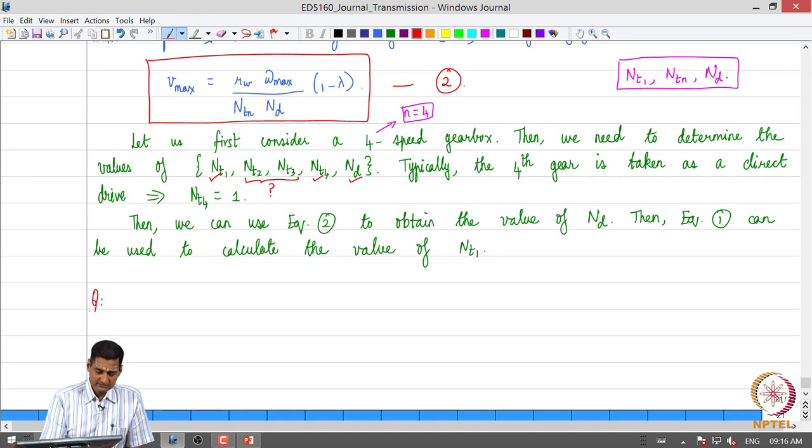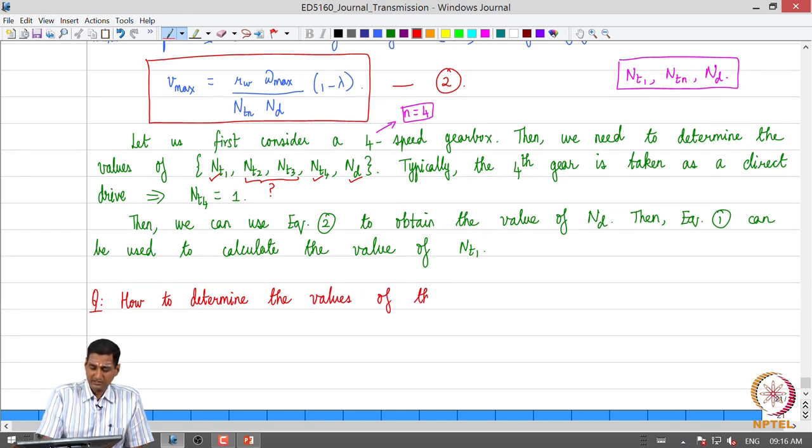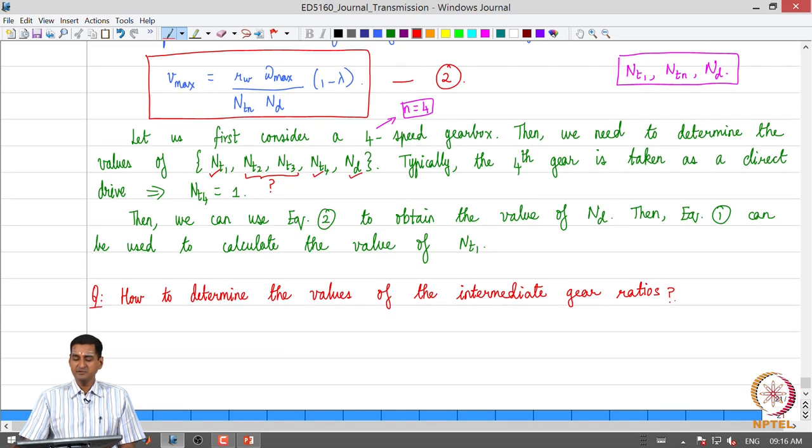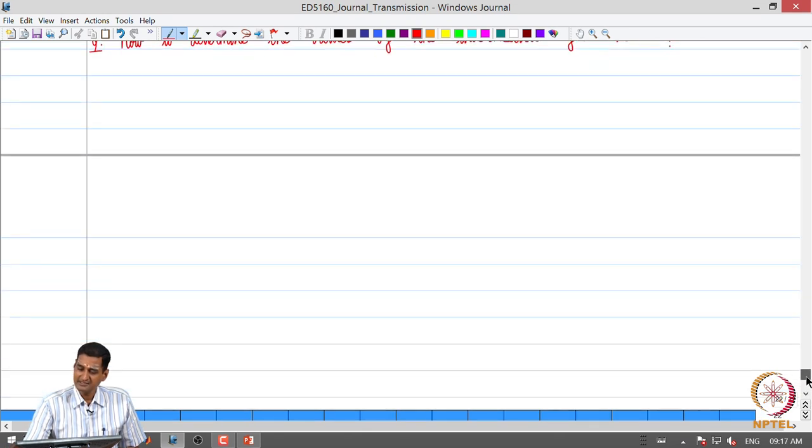So the question that we need to ask ourselves is the following: how to determine the values of the intermediate gear ratios? Because we do not know NT2 and NT3 yet, how do we do that? In order to do that, we revisit the engine characteristics.